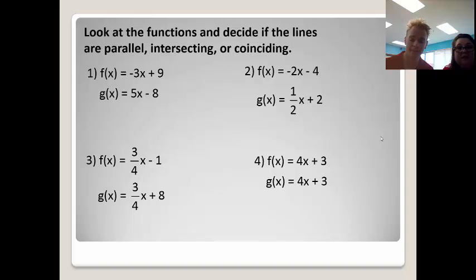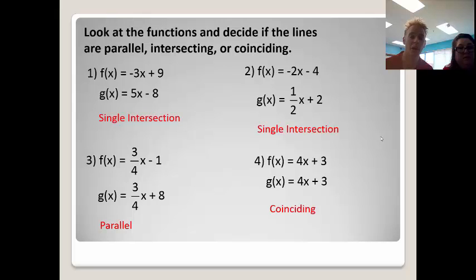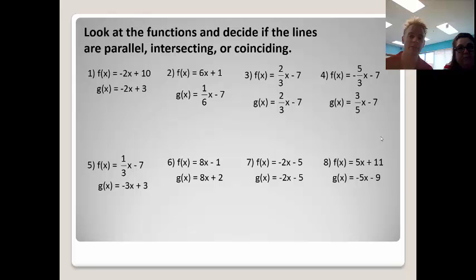Let's see how you did. Notice 1 and 2 are a single intersection because the slopes are different. I know it's complicated, but the slopes are different. 3 is parallel because the slopes are the same, but the y-intercepts are different. And 4 is coinciding because the slopes and the y-intercepts are the same. Hopefully you're understanding this now. Let's get a little bit more practice, okay? Here are 8 more to give a shot. So pause the video and give it a try.